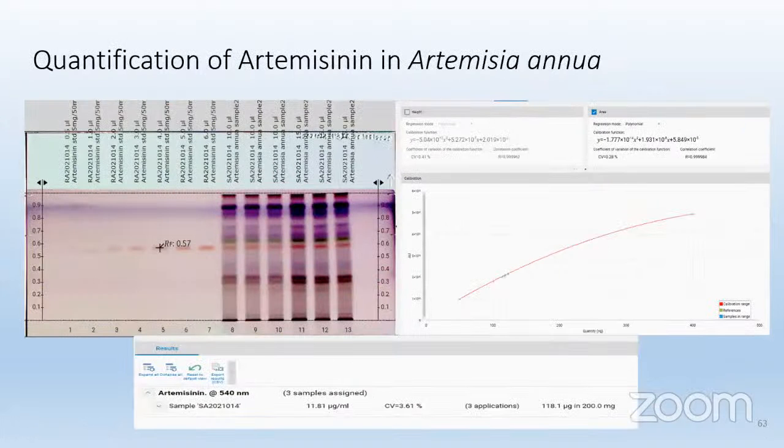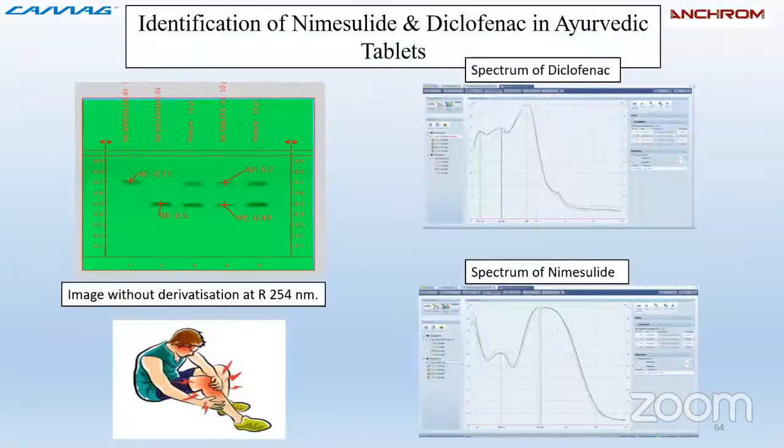This is one more example of quantification of artemisinin in Artemisia annua. One more example for identification of synthetic API, nimesulide and diclofenac, which was suspected to be added in Ayurvedic tablet. We have got separation for nimesulide and diclofenac at RF 0.5 and 0.7, and we have got the same bands in the tablet sample as well. By taking spectra, we have confirmed its presence.